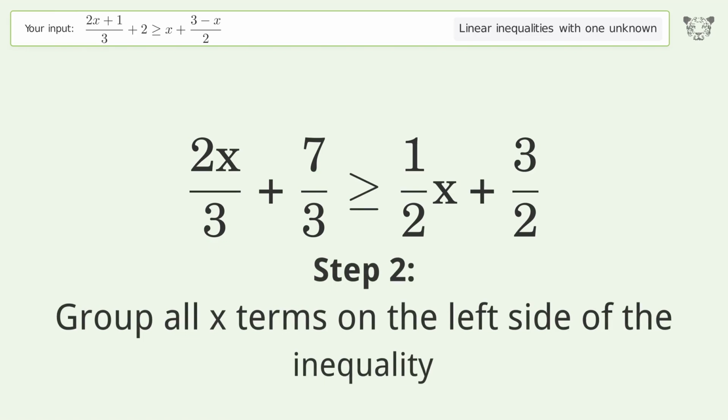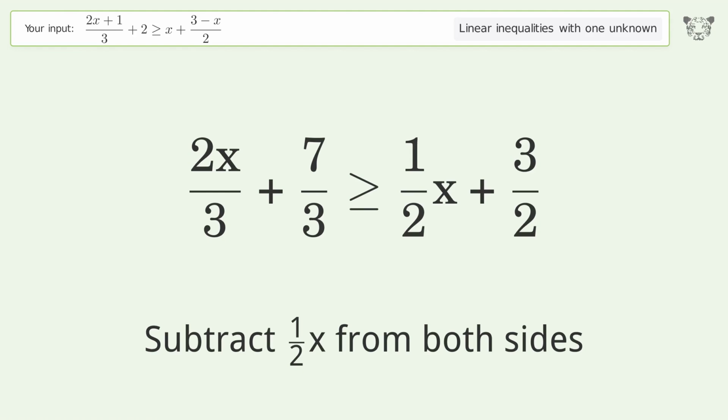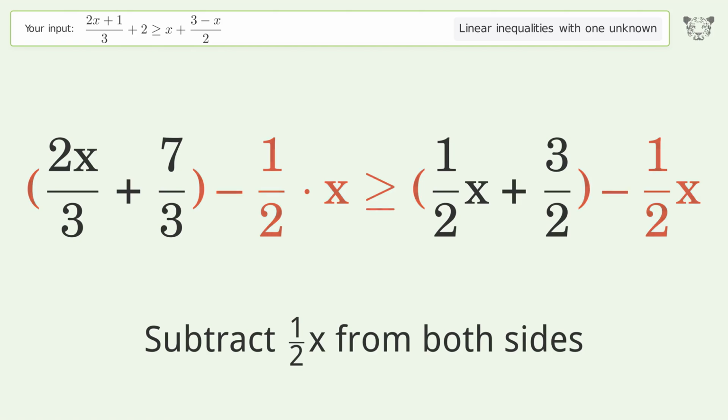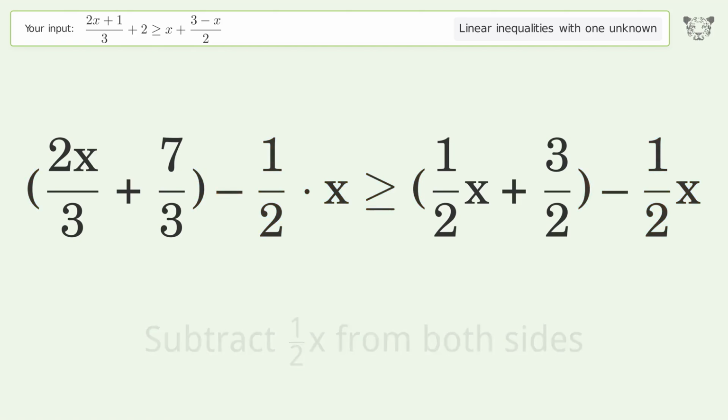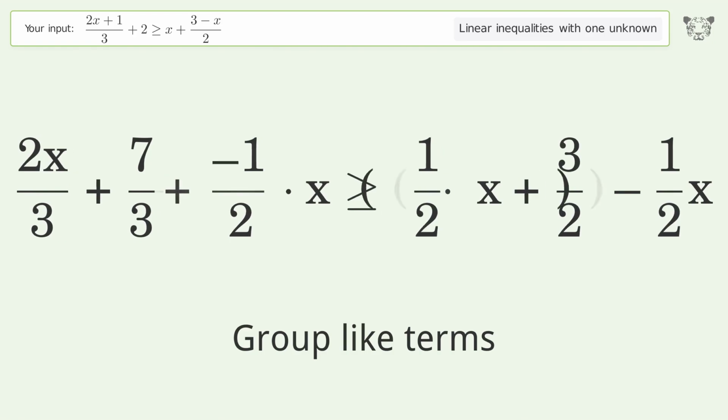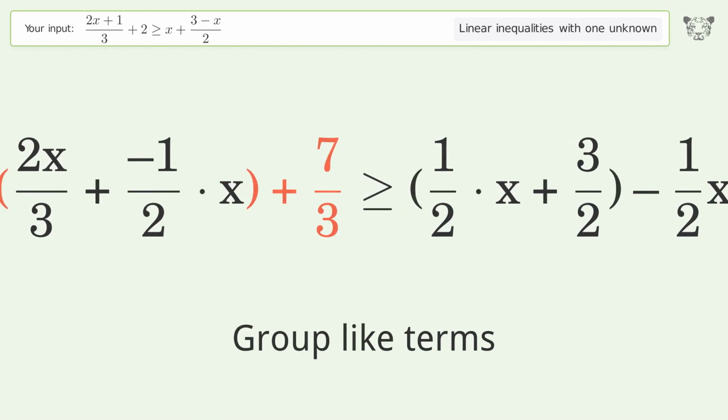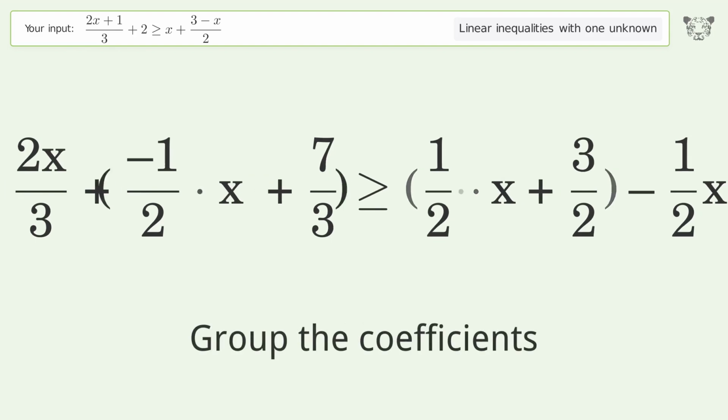Group all x terms on the left side of the inequality. Subtract 1 over 2x from both sides. Group like terms. Group the coefficients.